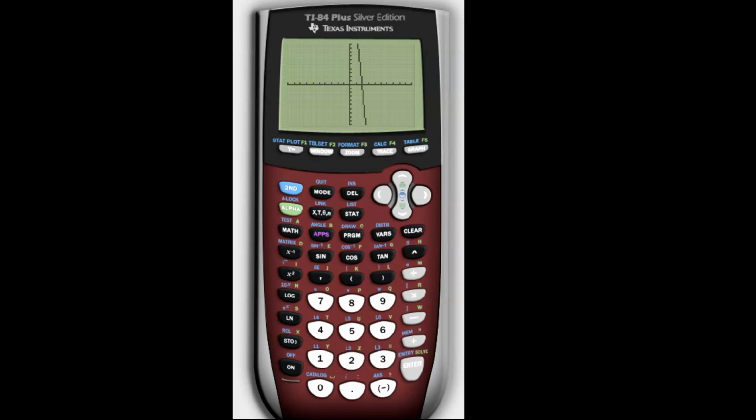So when we change our window, let's go to window. And let's change the x minimum. Let's try negative 20. We'll go all the way to 20 because we're not sure exactly which direction. Let's change our scale by 5 for our x's. Our y minimum we're not that concerned about because we know we need to actually go taller. So our y maximum, let's make it 50. And let's go ahead and change our scale to 5 again. Now we're going to go ahead and press graph.